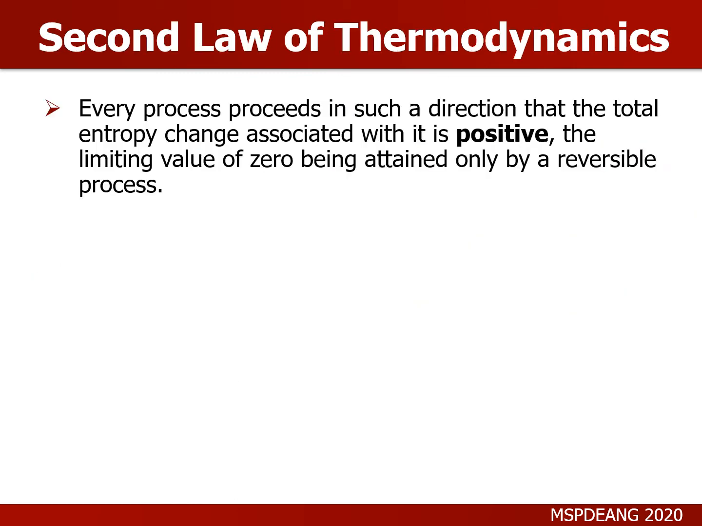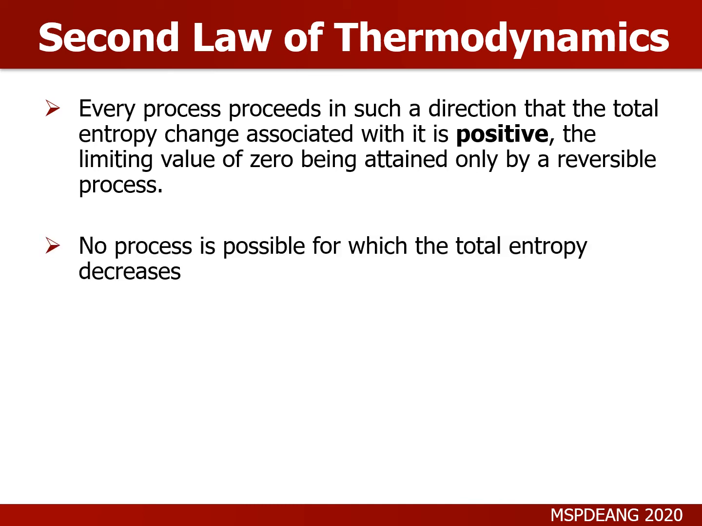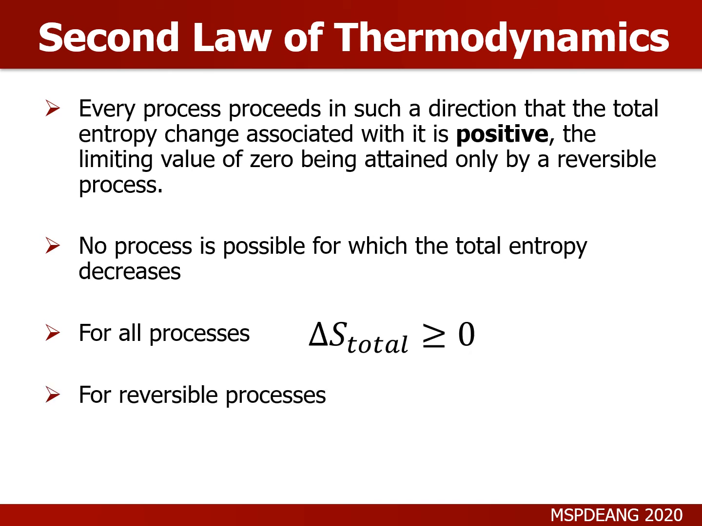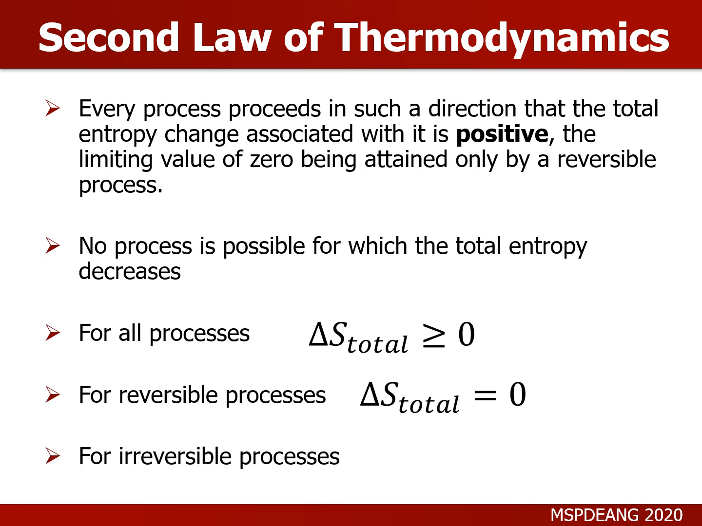Okay? So every process should proceed in such a direction that the total entropy change associated with it is positive, and the limiting value of zero being only attained by a true reversible process. So, however, there is no process that is possible in which the total entropy decreases. Okay? So for all processes, delta S total should be greater than or equal to zero. And for reversible processes, this should be equal to zero. And for irreversible processes, definitely, the total entropy change should be greater than zero.